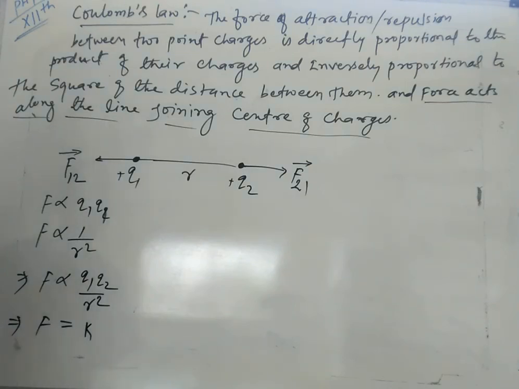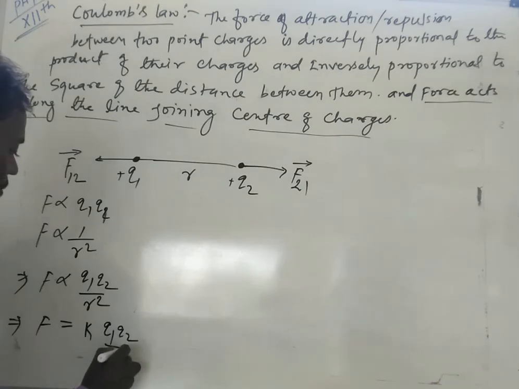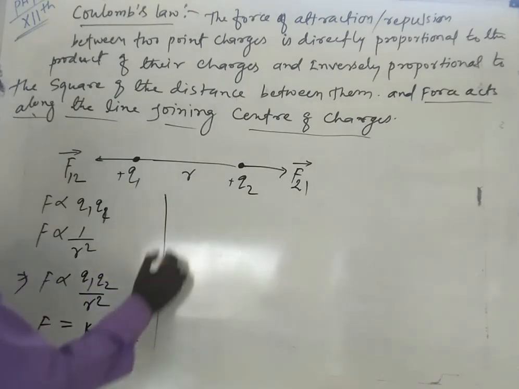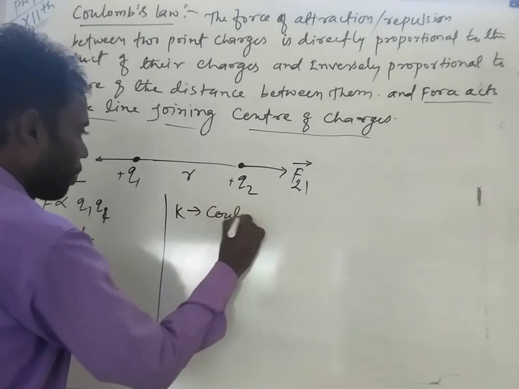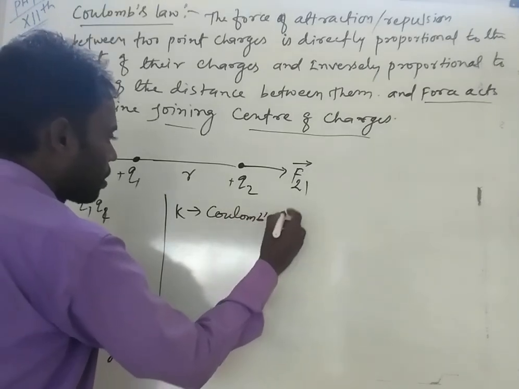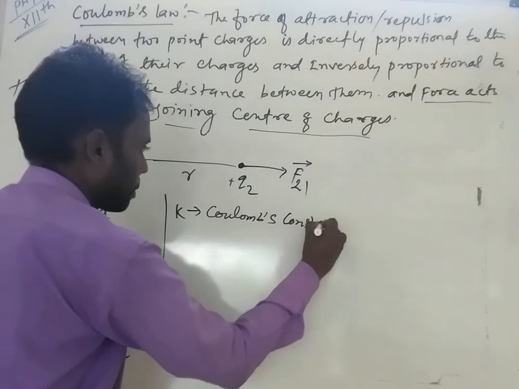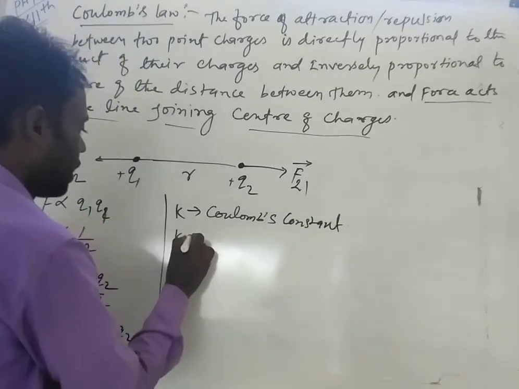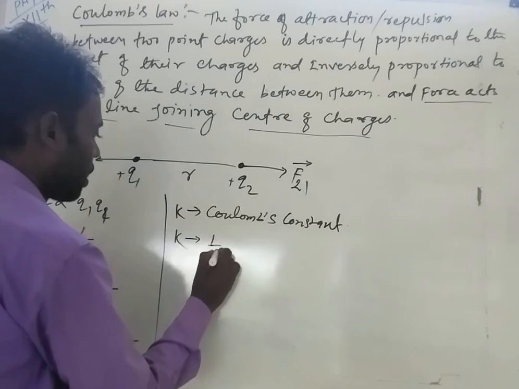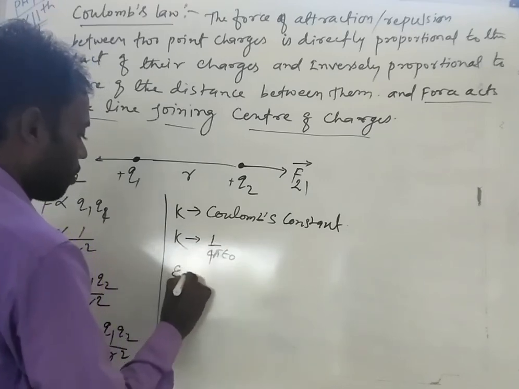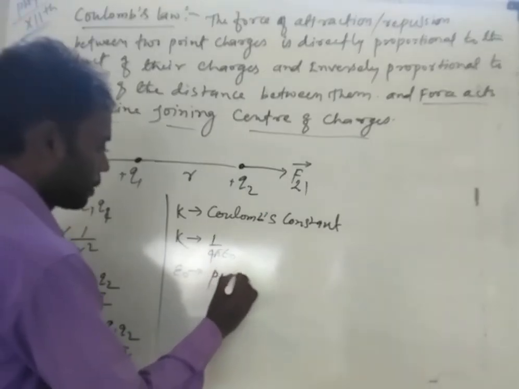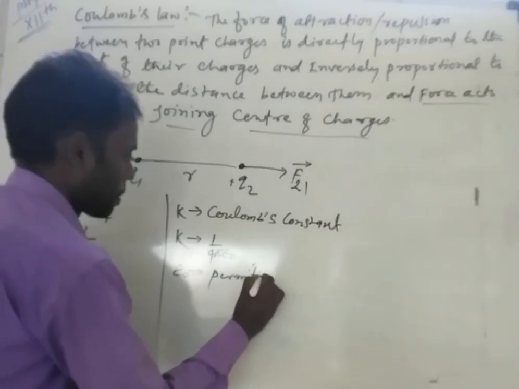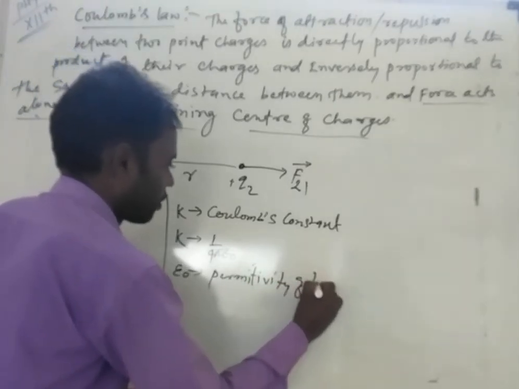We have to remove the proportionality sign, then force will be equal to a constant, Coulomb's constant K, times Q1 Q2 divided by r square. Here K is known as Coulomb's constant. Its value in free space is 1 by 4 pi epsilon naught. This epsilon naught is known as the permittivity of free space.